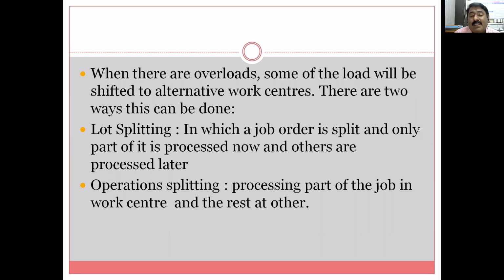So lot splitting, friends, is one in which a job order is split and only part of it is processed now and the others are processed later. Assume that 100 jobs are there, and on one machine we are processing the 100 jobs, and the monthly demand is 30, 30, 30. So in this case, whatever the current demand is, that 30 can be processed now for January.